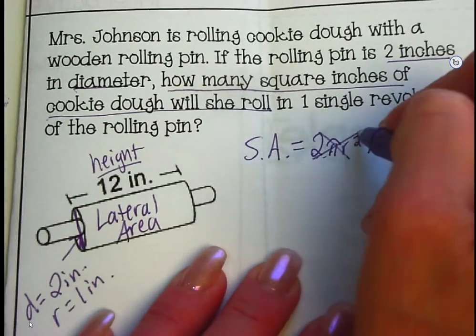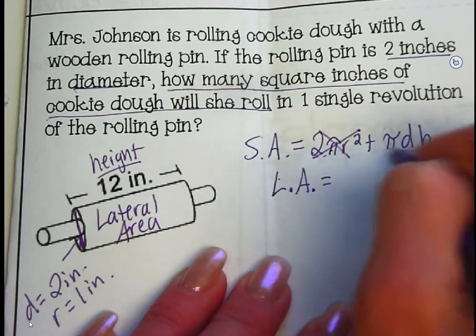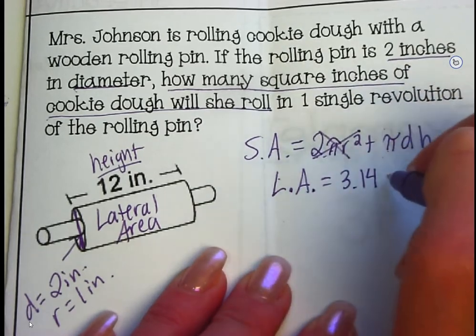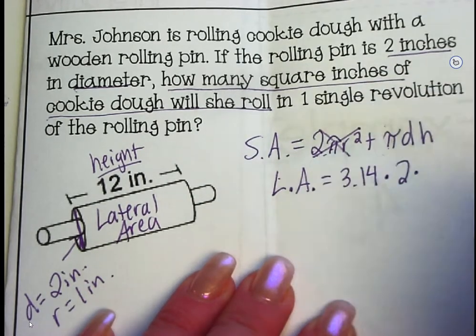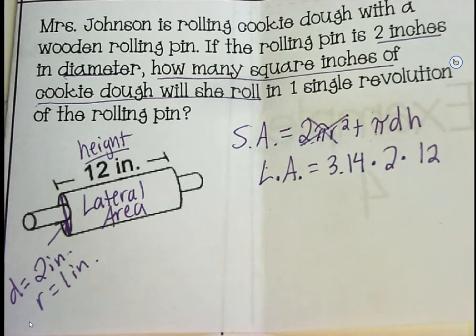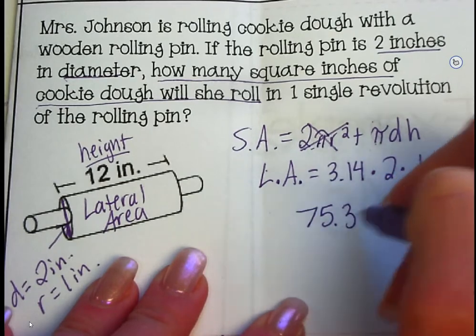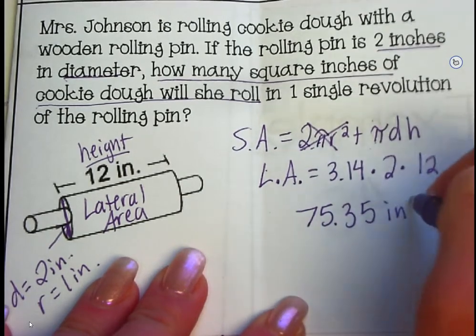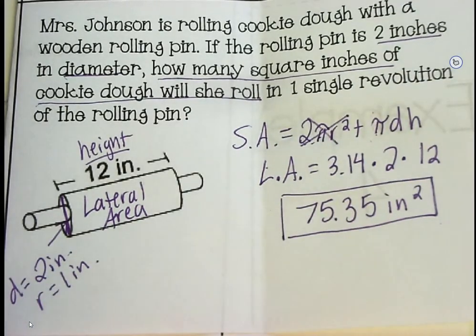You can get rid of this part of the formula, and I can plug in my lateral area equals 3.14 times my diameter is what? 2, and my height is what? 12. So it's 75.36 inches squared. Okay, and that's how you find surface area and the lateral area.